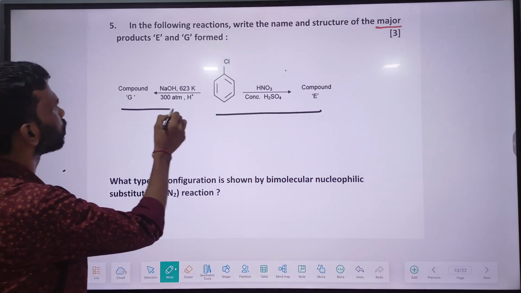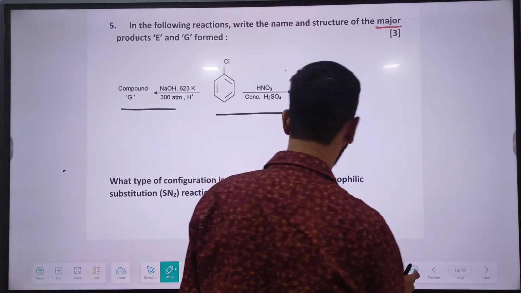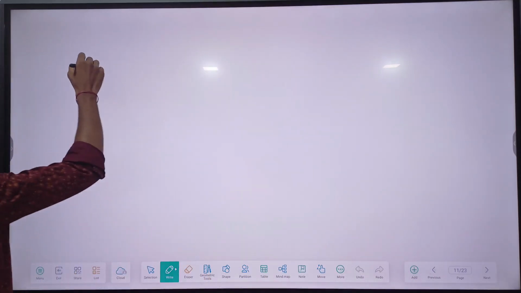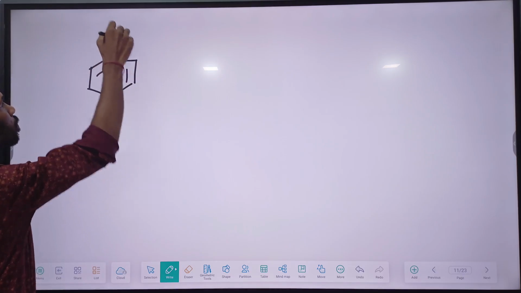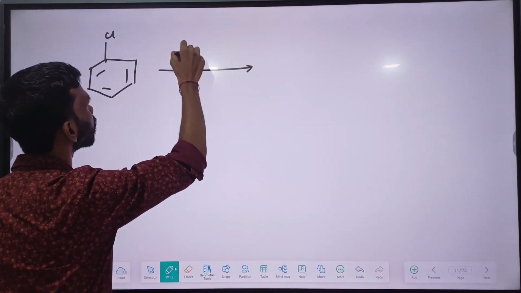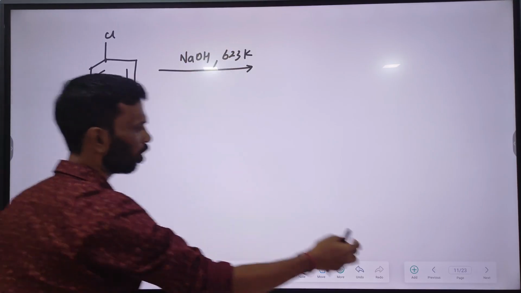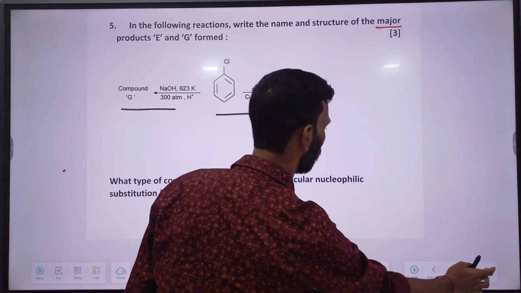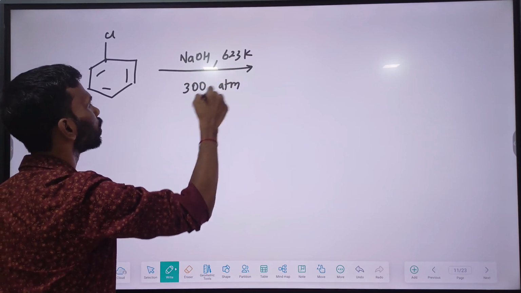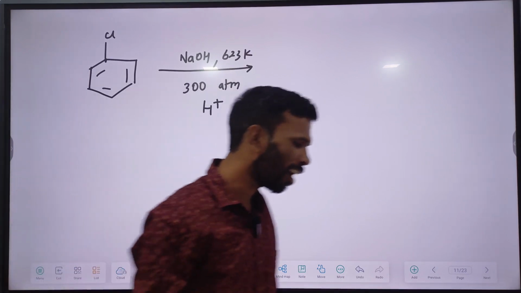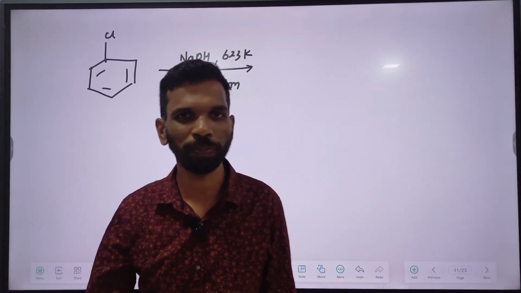What about this? 623 Kelvin, 300 atmosphere pressure, this reaction. NaOH is there, 623 Kelvin temperature. How much is the pressure? 300 atmosphere pressure, in the presence of acid. Very harsh or extreme conditions. You understand, 300 atmosphere pressure.